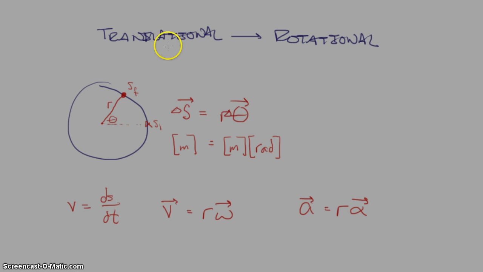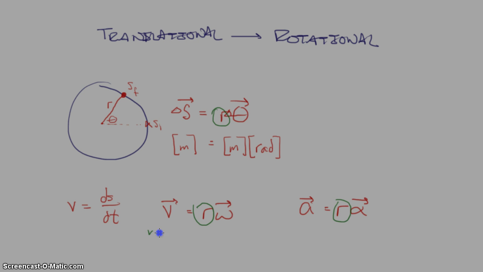In general, the translational quantity equals the radius times the rotational quantity. Although this equation up top there, that's absolute nonsense. So let's maybe get rid of that. More important would be recognizing this piece here, and this piece here, and this piece here.